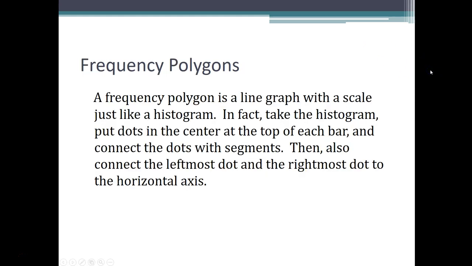A frequency polygon is a lot like a histogram, except instead of bars, you put little dots at the tops, like where the bars would go up to. And then when you're done, you connect dot to dot with straight line segments. Now on the extreme left and extreme right, you make sure to connect those dots down to the ground level so that you close in a polygon. Looks kind of like a mountain range.